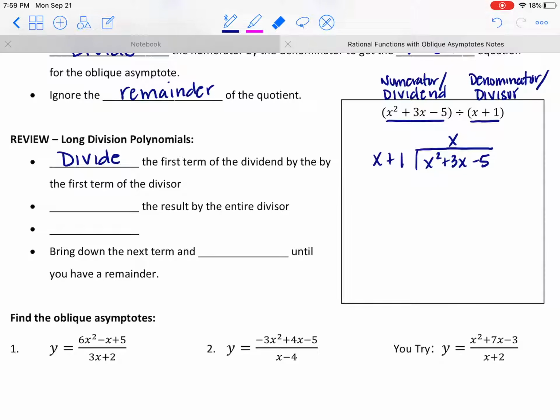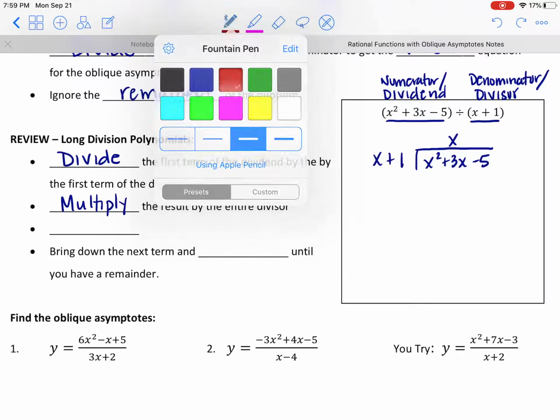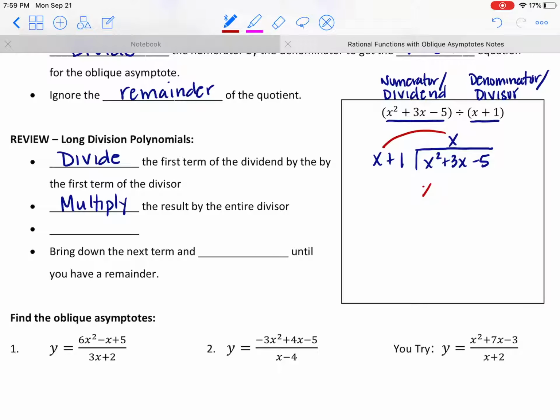Okay? After I divide and I get that number that's part of my answer, what do I do with it? Well, I multiply. Now when I divide, I'm only looking at these first terms. But when I multiply, I want to multiply by the entire divisor. So the x times the x gives me an x squared, and the x times the 1 gives me a 1x. So x times x was x squared, x times 1 was 1x, and after I multiplied, I had to subtract.